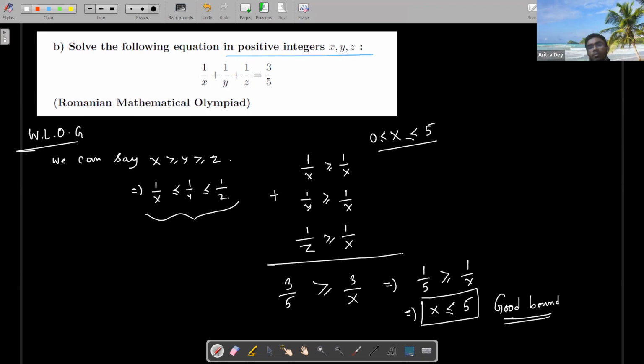We can bound z, but if we bound z, that will be a lower bound. For example, if you find out z is greater than or equal to, say, 7, is it really helpful? Z greater than or equal to 7, you get this, but how does it help you at all? It seems like it is not going in a perfect way.